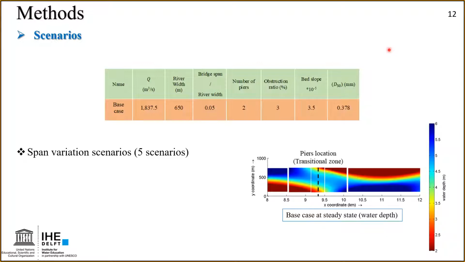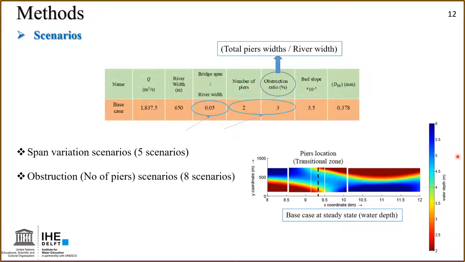Okay, for the first set of scenarios, we changed the span between the two bridge piers, which means changing this ratio. 5 scenarios. We have 8 scenarios changing the obstruction, meaning changing the number of piers in the transverse section, as we can see here. Also, we have the third set of scenarios, the location of piers. In the base case, we install the piers in a transitional zone between two hybrid bars. We use another simulation to put them here in the zone where there is a bar on one side and a pool on the other side. Okay.